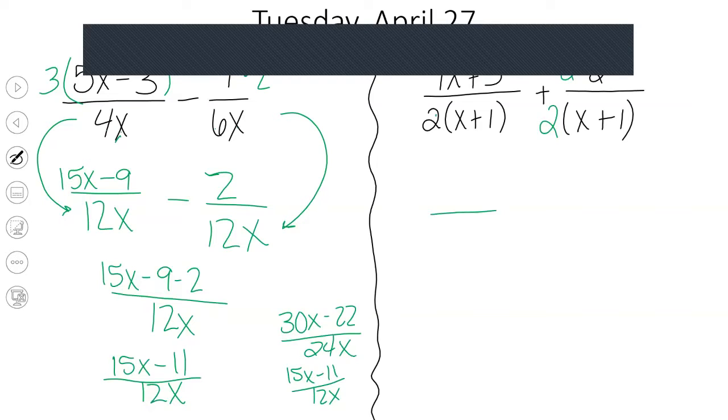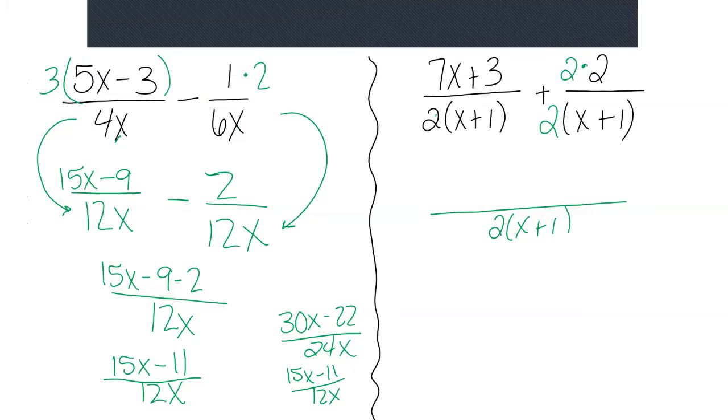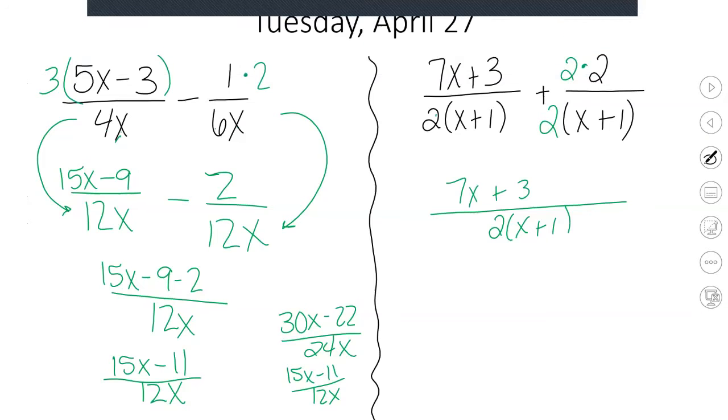So now I can make one fraction that has the same denominator with everything in the numerator straight across. 7x plus 3 plus 4. Where did 4 come from? 2 times 2. So I have 7x plus 7 over 2 times x plus 1. This is not my answer though, because I have to simplify. 7x plus 7. What can I take out of there? What's its GCF? 7. And then I'd be left with x plus 1.